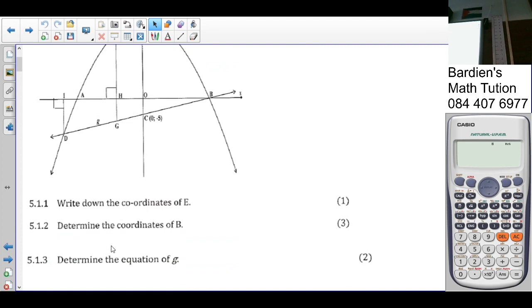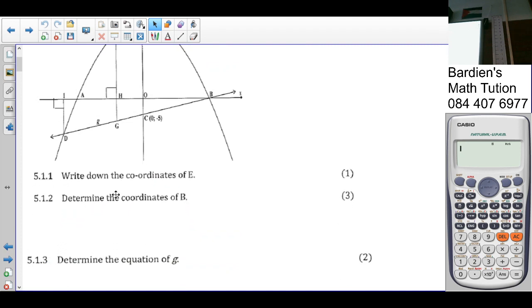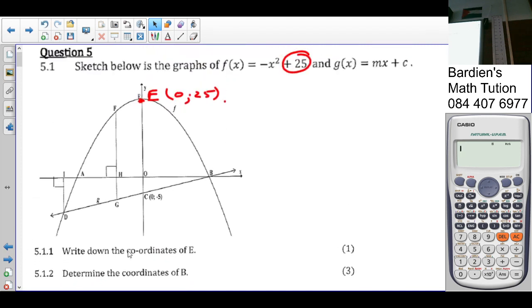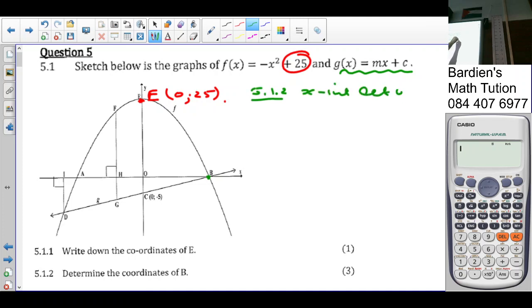The next question was determine the coordinates of B. So if we're looking at B, as you can see here, B is the x-intercept of the parabola and an x-intercept of the straight line. Since we don't have the equation of the straight line, we can't go x-intercept, then we won't get the coordinates of B out. So what we do is, we say x-intercept, let y equal to 0. And this is on f of x.